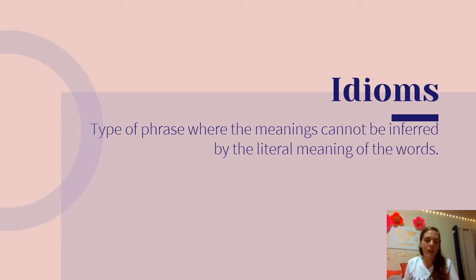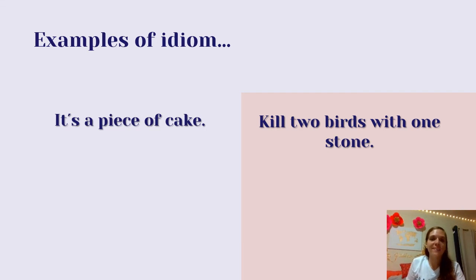And if you're looking at me like, what are you talking about? I'm going to tell you right now. It's a piece of cake. If I say it's a piece of cake, okay, a piece of cake has nothing to do with the meaning of that phrase. But if I say, that's a piece of cake, it's easy. That's what that means. It's easy.